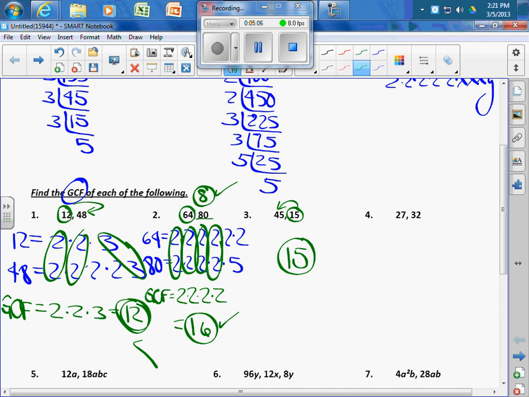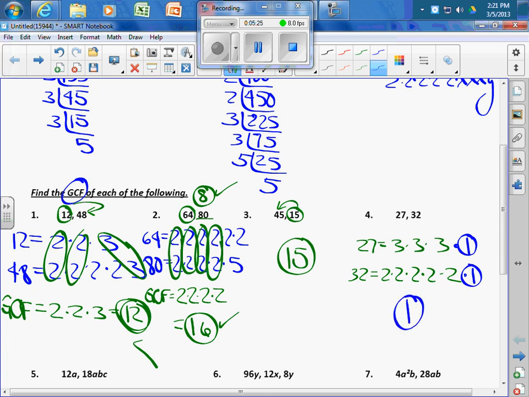In number 4, 27 is equal to 3 times 3 times 3. 32, as we noted above, is 2 times 2 times 2 times 2 times 2. We don't have any numbers in common except for 1. So 1 would be the greatest common factor here.